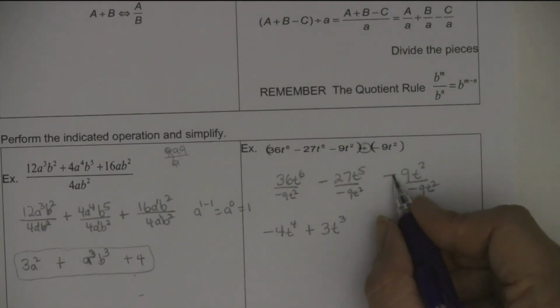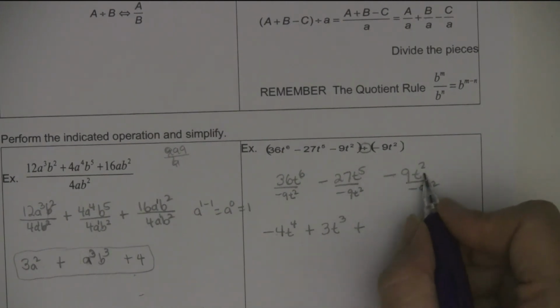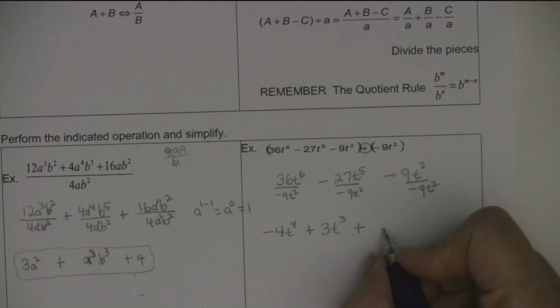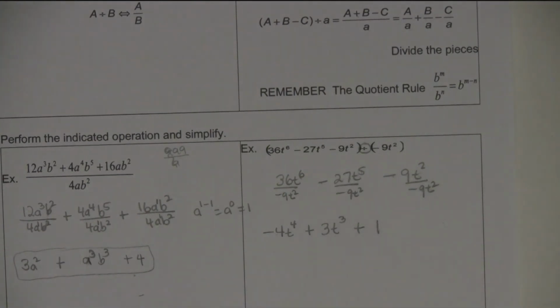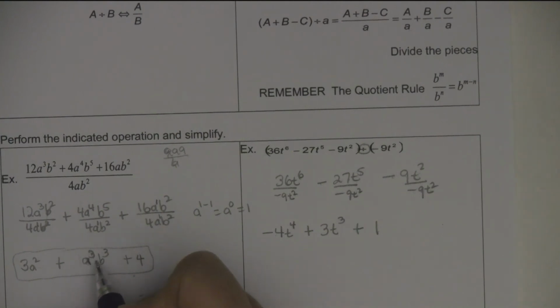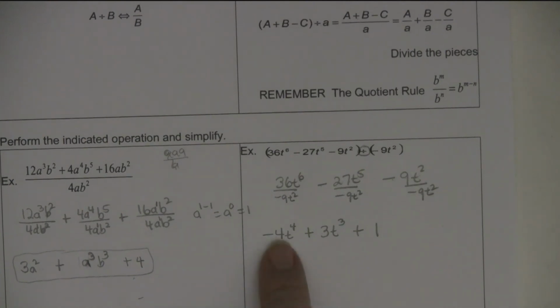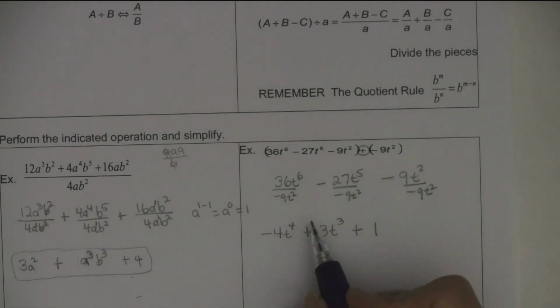And then here I get a negative divided by a negative is a positive. 9 divided by 9 is 1. T to the 2nd divided by t to the 2nd is 1. And you have to write the 1, because 1 times 1 is 1, right? So over here I didn't have to write the 1, because 1 times a to the 3rd, b to the 3rd, is a to the 3rd, b to the 3rd. But if you don't have anything else, 1 times 1 is 1, right? So you don't have to write the 1 if you have something else. 1 times anything is the anything. And so there we've done a lovely job at it. You can't add those together. They're not like terms. So this is just your answer.